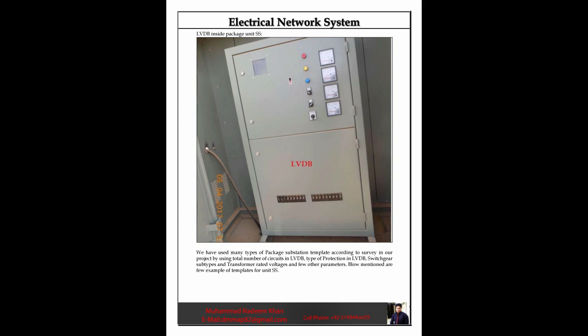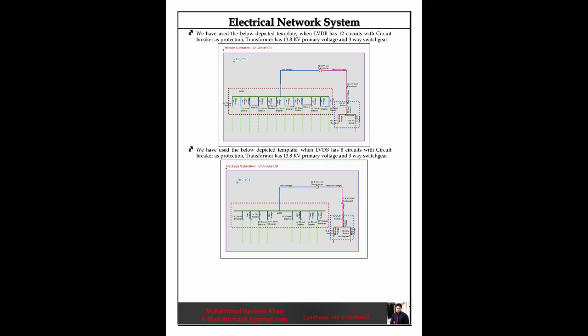We have used many types of package substation templates according to the survey in our project, based on the total number of circuits in LVDB, type of protection in LVDB, switchgear subtypes, transformer rated voltages and a few other parameters. Below are a few example templates for package unit SS. We have used the below depicted template, when LVDB has 12 circuits with circuit breaker as protection, transformer has 13.8 kV primary voltage and 3-way switchgear.